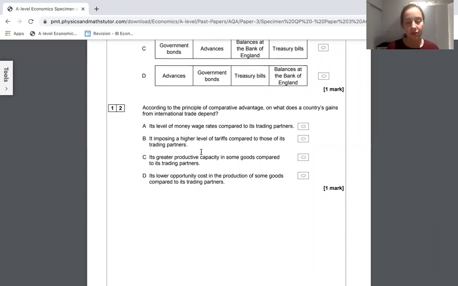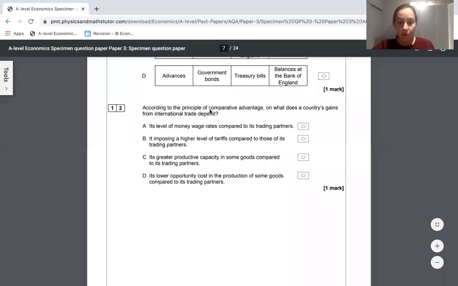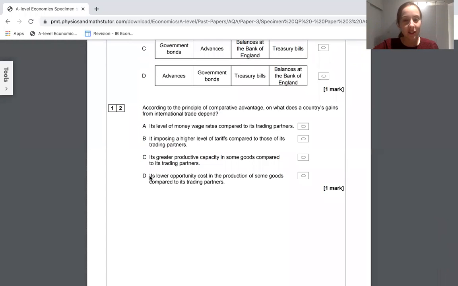Okay, comparative advantage was all about specializing in what you have comparative advantage. And the idea is, if you do that, your PPF is going to shift out and your country will be better off because you've traded. But to be able to do that, you need to specialize in what you have comparative advantage.